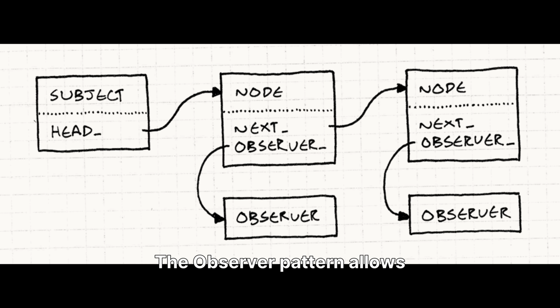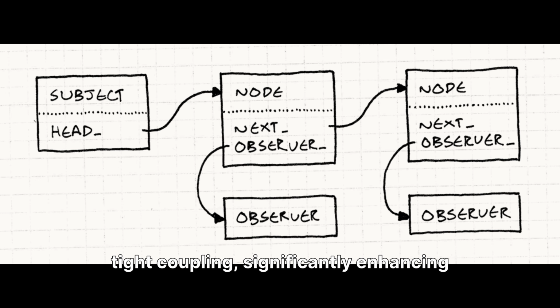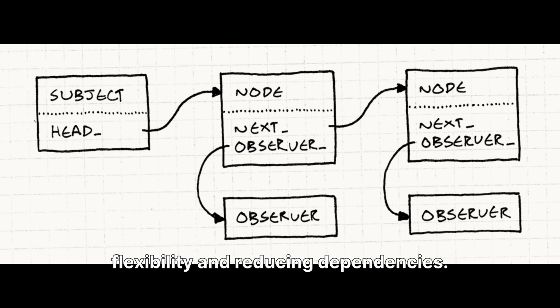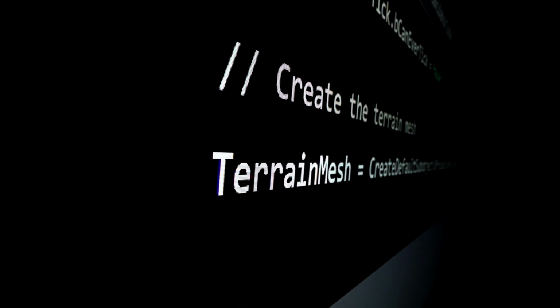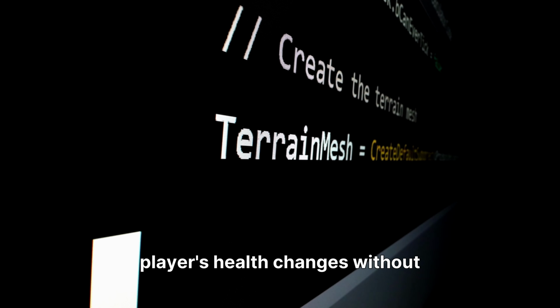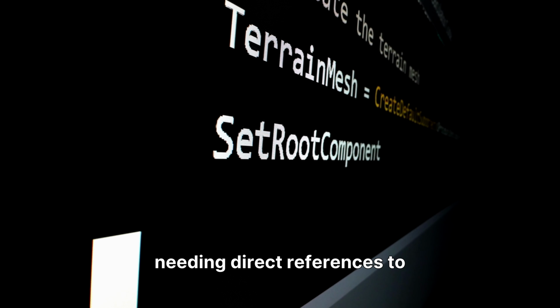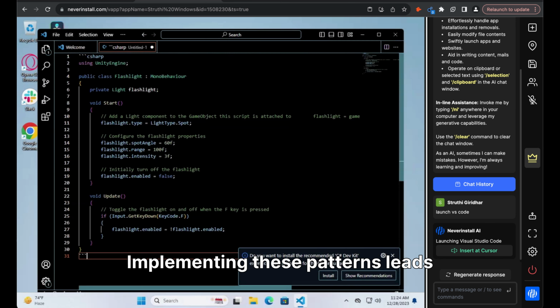The observer pattern allows components to react to game state changes without tight coupling, significantly enhancing flexibility and reducing dependencies. For example, a UI element can observe a player's health changes without needing direct references to the player's health script. Implementing these patterns leads to more organized, maintainable, and scalable game projects, making them easier to extend and adapt in the future.